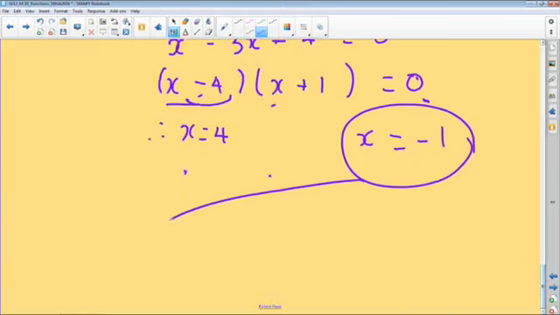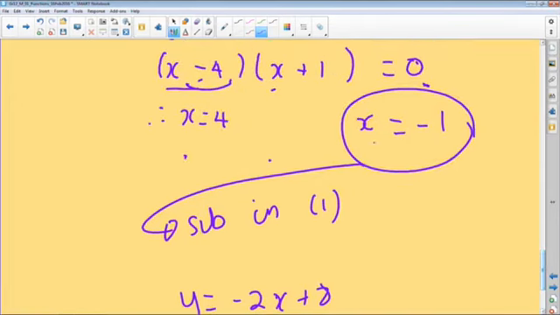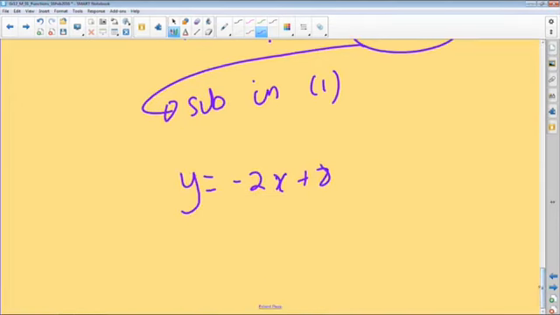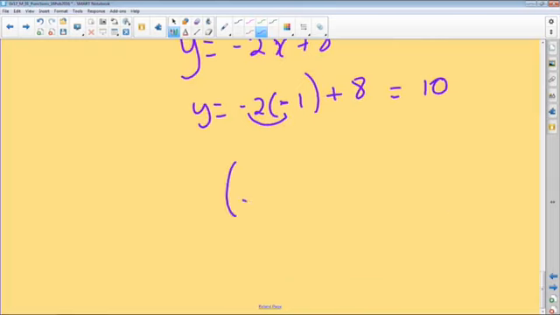So now I take that, I substitute back into equation 1. All right, and equation 1 was y is equal to minus 2x plus 8. So I substitute x is equal to minus 1 back in here, and I get minus 2 times minus 1 plus 8, and that's going to give me minus times minus is a plus, 2 times 1 is 2, 2 plus 8 is 10. So therefore my y value at point R is 10, and the x value is minus 1. So your coordinates there is R is minus 1 and 10.